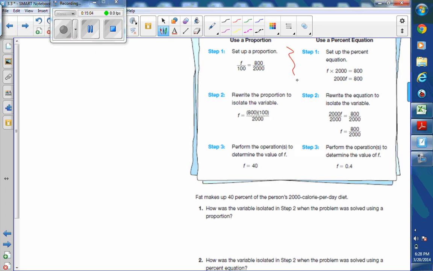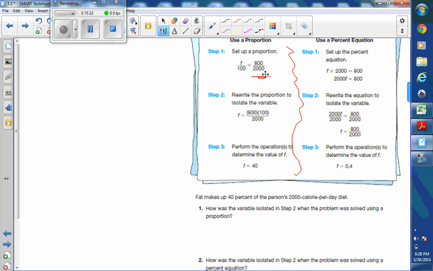If you use a proportion, I'm going to start on the left side here. You're going to say, okay, well, now I know my totals. So the right side of my equation, I've got the 2,000 calories, and now I know that I have a total of 800 for, I believe it's the fat.